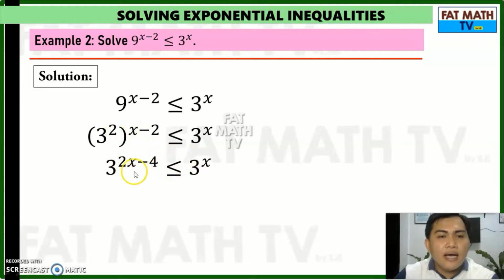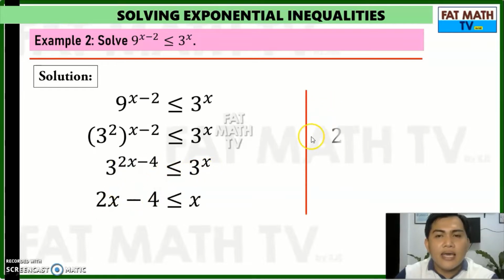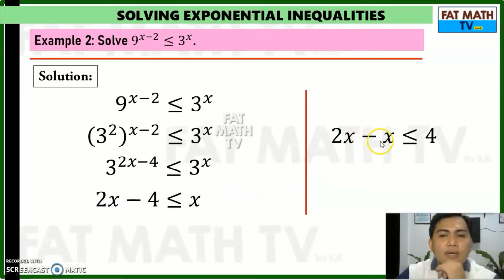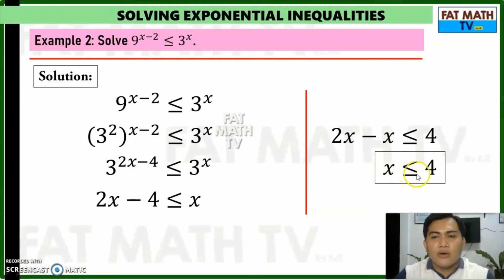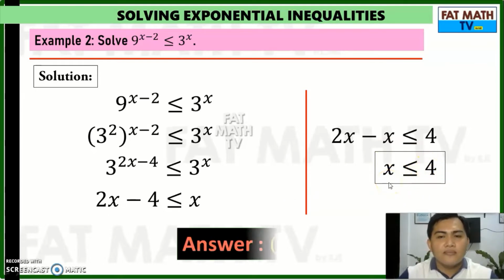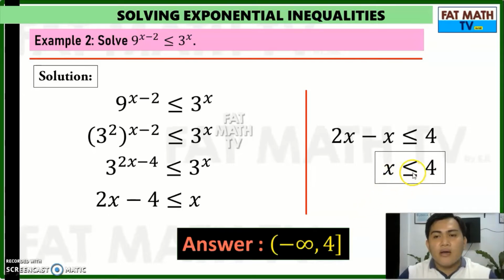Then using the property, since the base is greater than 1, we will have 2x minus 4 is less than or equal to x. Transfer x to the left and negative 4 to the right, and you will have 2x minus x is less than or equal to 4. That gives us x is less than or equal to 4. So all numbers less than or equal to 4 satisfy the given inequality.